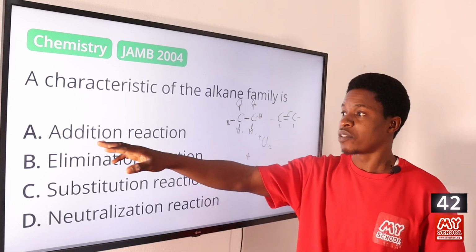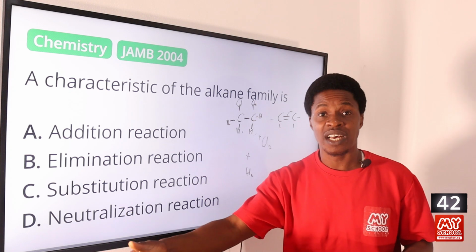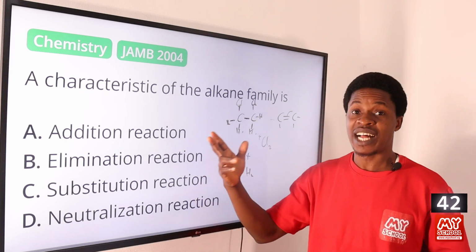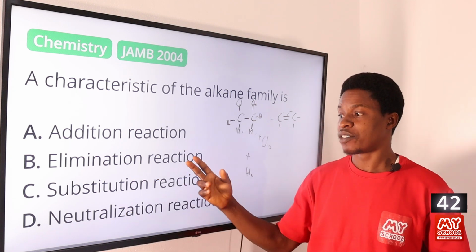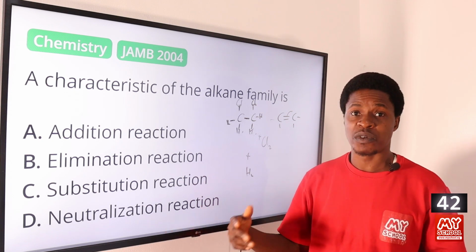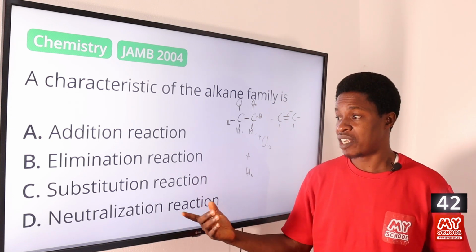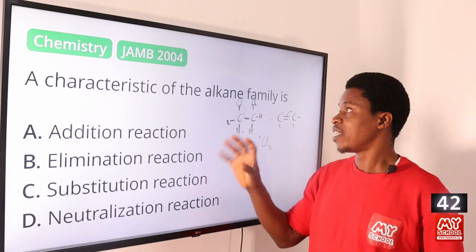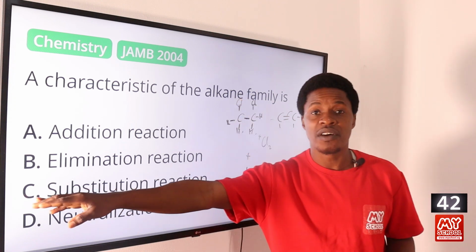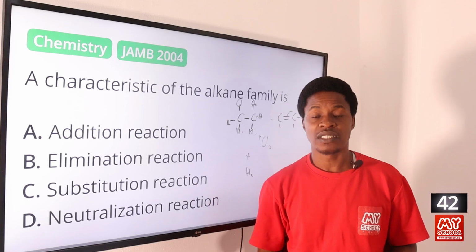If you look at option A, it says addition reaction. The unsaturated hydrocarbons will undergo that, the alkene and alkyne. Elimination reaction, interaction reaction, that one is specific to acids and bases. So substitution reaction is usually for what? The alkane family. So the correct answer is option C.